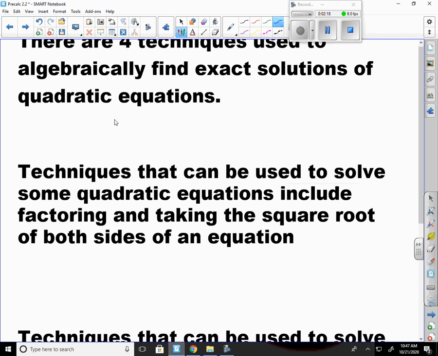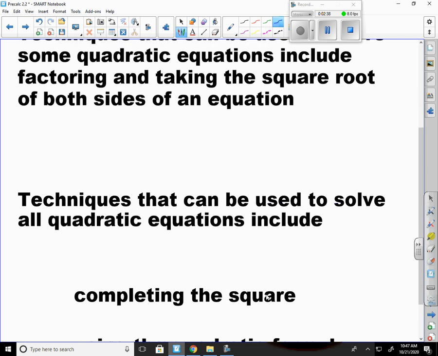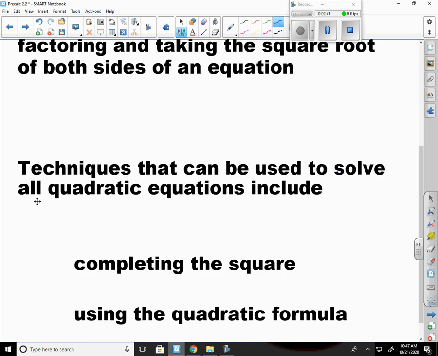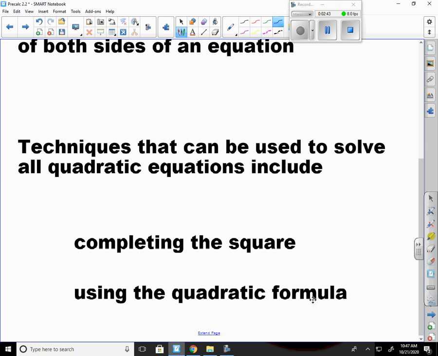The difference between these two and why I broke them up is that these techniques can be used for solving equations, but they can't be used to solve all equations. We can't factor every quadratic equation out, and we can't just take the square root of both sides for every quadratic equation. The techniques that can be used to solve all quadratic equations are completing the square and using the quadratic formula. We can solve every single question using those two. The only problem is, those are the harder methods to do. They take a little more time, a little more work.